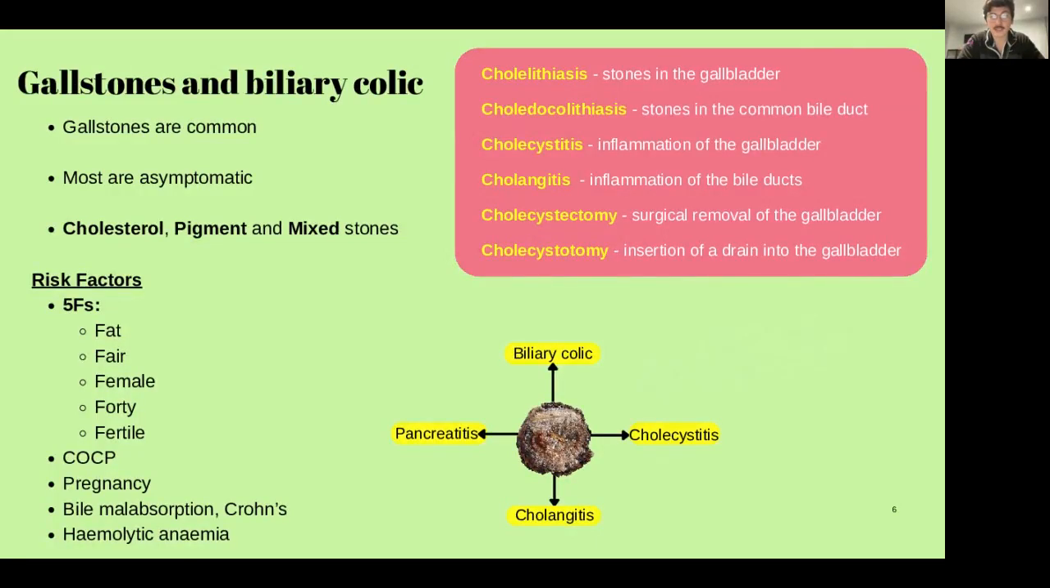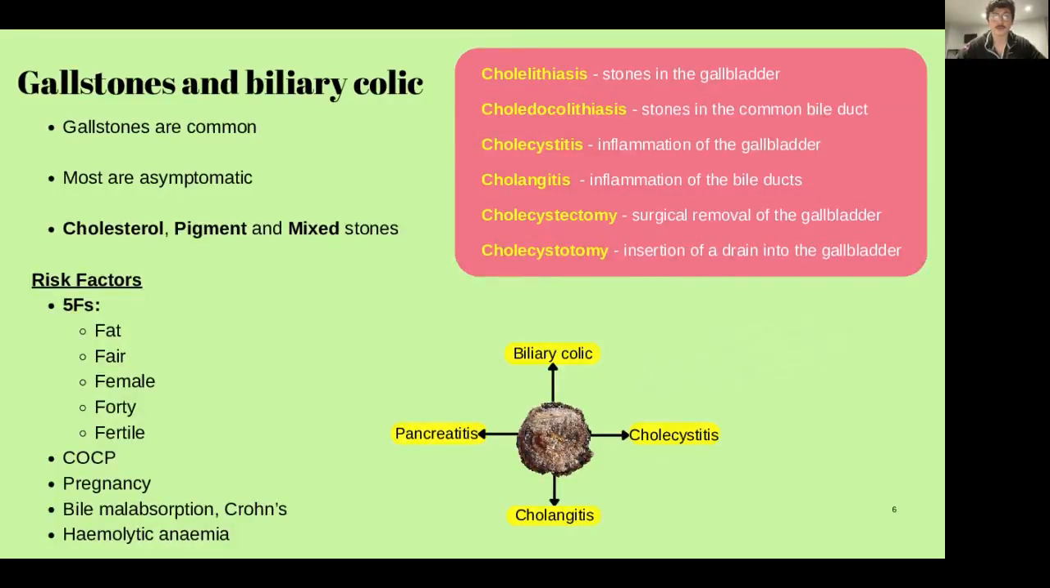Then here, just in this little box in the top right, we've got a few of the key terms and definitions. Sometimes people can get confused between, I think probably the main ones, cholelithiasis and choledocholithiasis. So just to clarify, choledocholithiasis specifically refers to stones in the common bile duct or the CBD, rather than in the gallbladder, which is cholelithiasis.